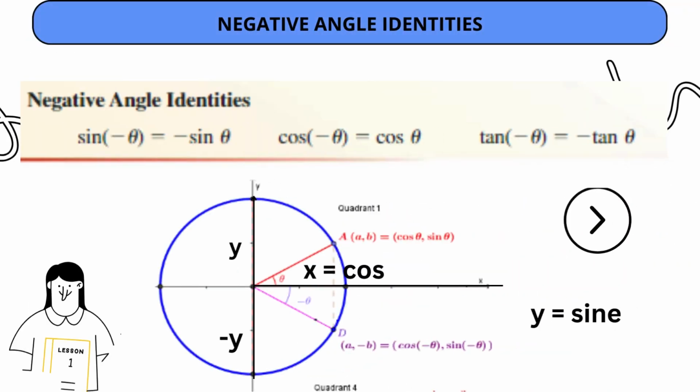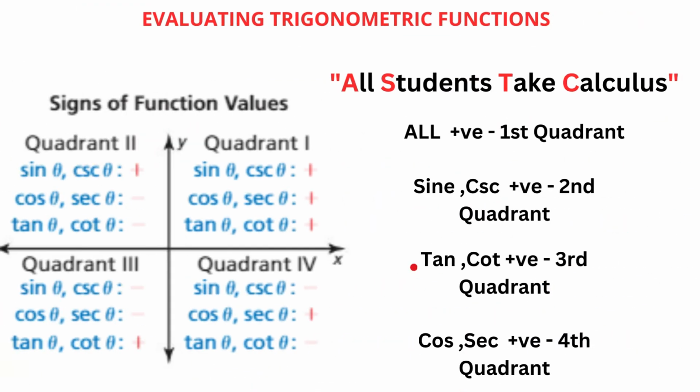Negative identities. Consider an angle theta making positive and negative theta angle. The x-coordinate value is cos theta. For both positive and negative angles, the x value, that is the cos value, is the same. And the y value, that is the sine value, is positive for a positive angle and negative for a negative angle. Hence cos is the same for both angles. So the reciprocal of cos, which is secant, is also the same for both angles.